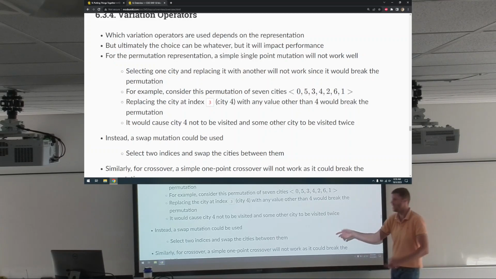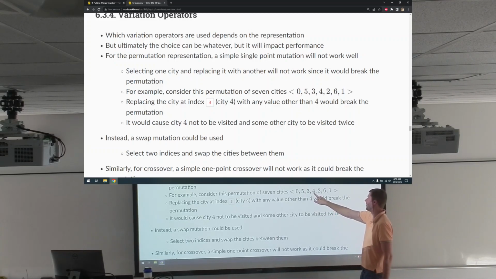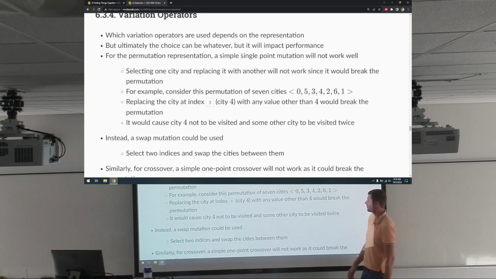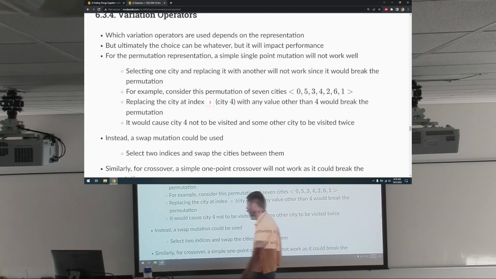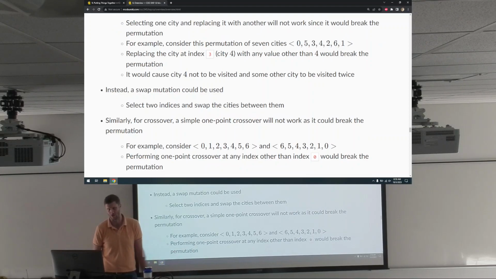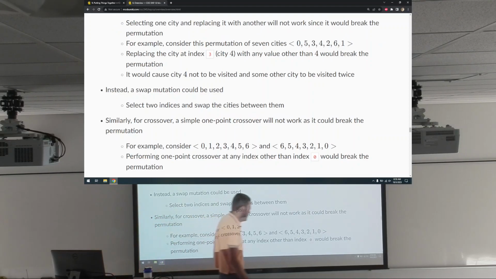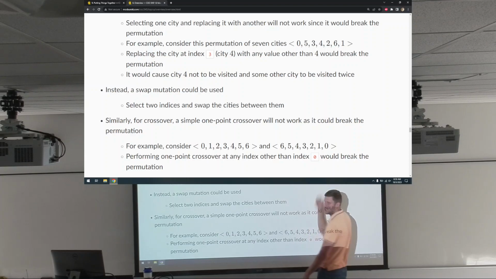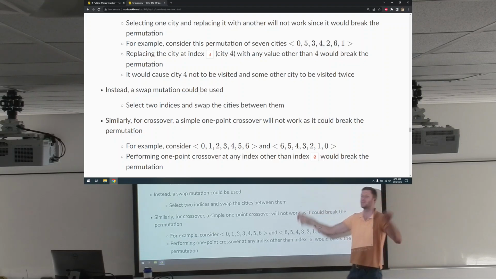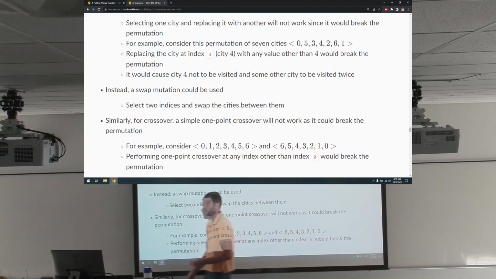You understand? If I replace the 4, someone name a number between 0 and 6 that I can replace it with. 5. 5's already there. And then we didn't go to 4. So we're in trouble. That's no good. So maybe we could do another really simple one, a swap mutation. Pick two cities and just exchange them, swap them. You're not adding or removing any city, you're just changing where they exist in the cycle. There, we've got a safe mutation for permutation, great.